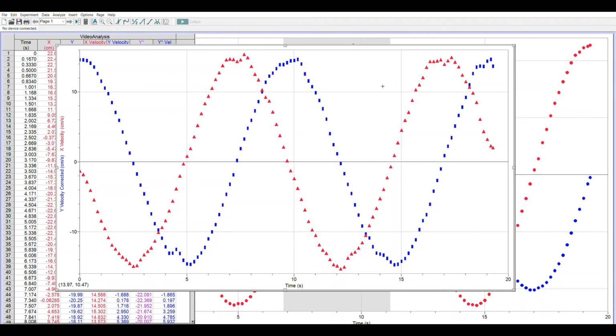This correction is something that could be very useful or necessary to be done anytime you're dealing with two-dimensional motion, because the scaling for horizontal and vertical will be different in most movies. So if you're doing projectile motion or this type of circular motion, it's valuable to make that correction.